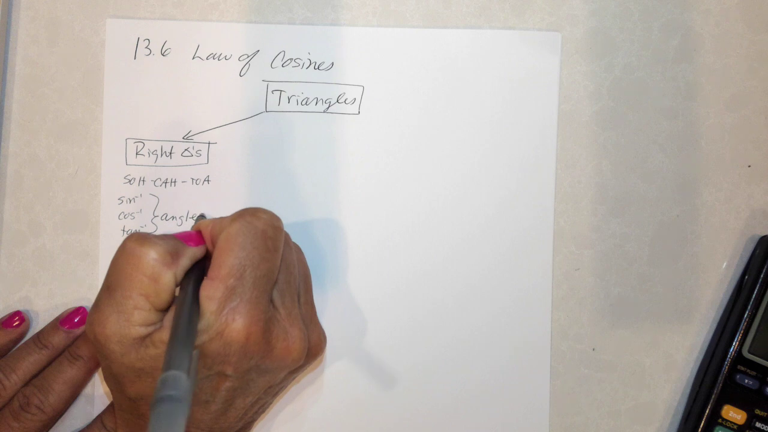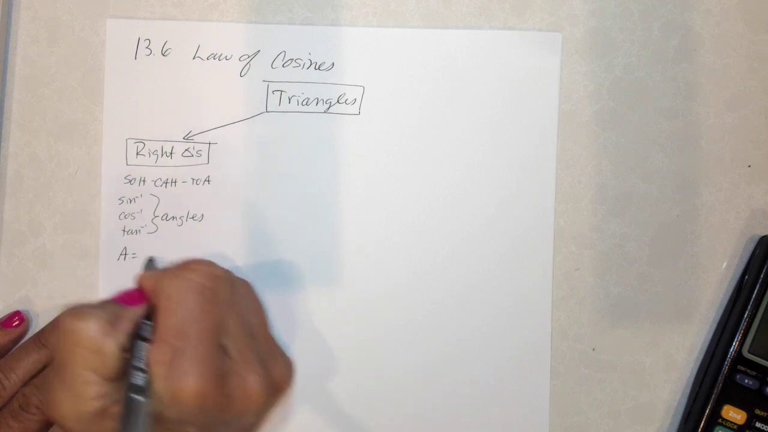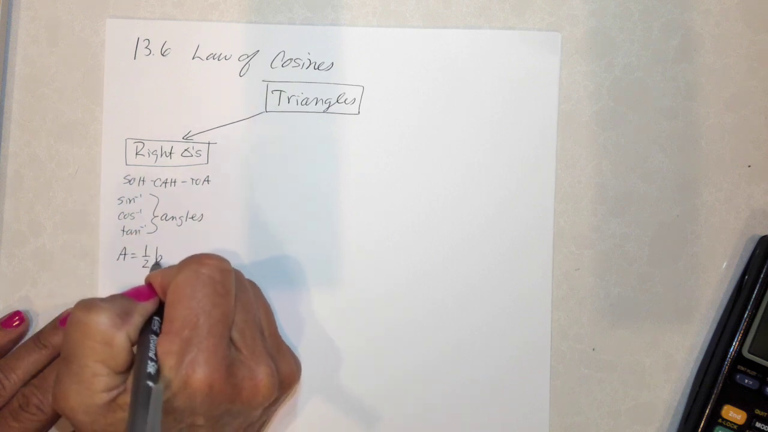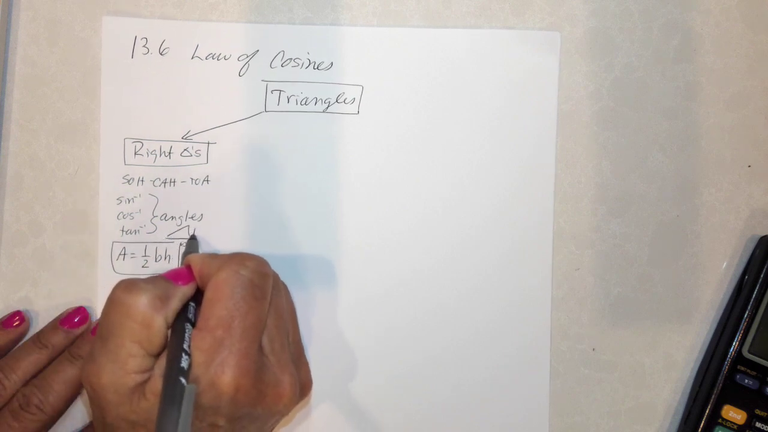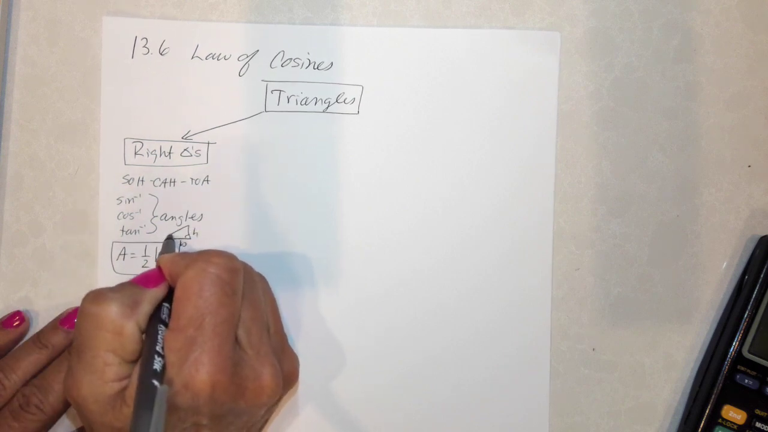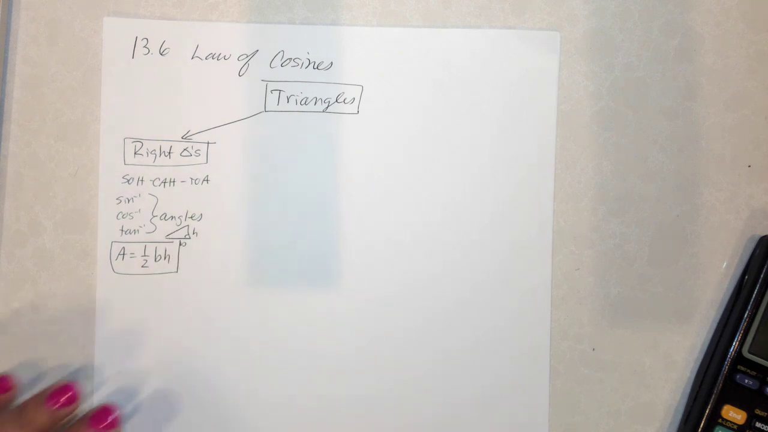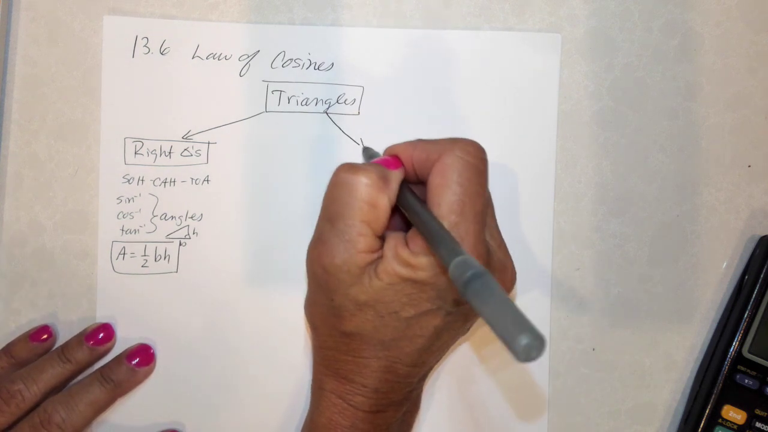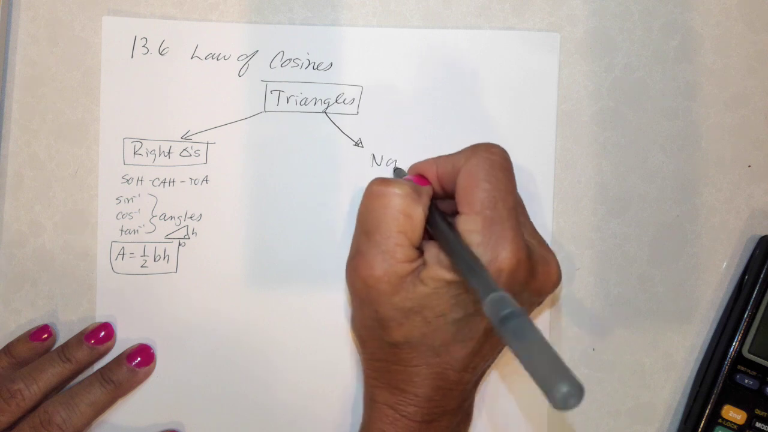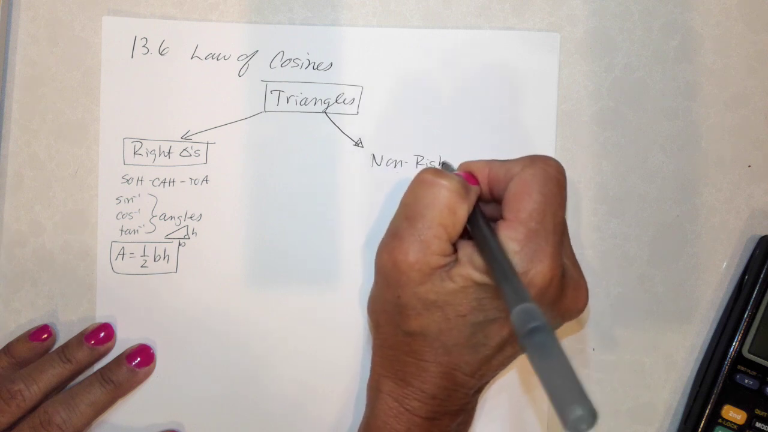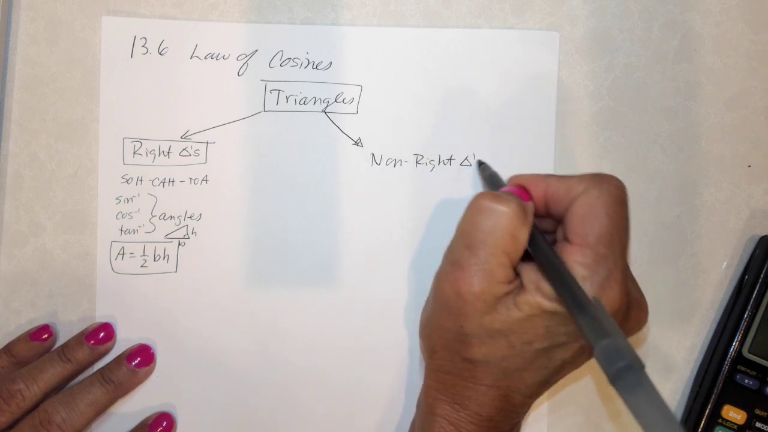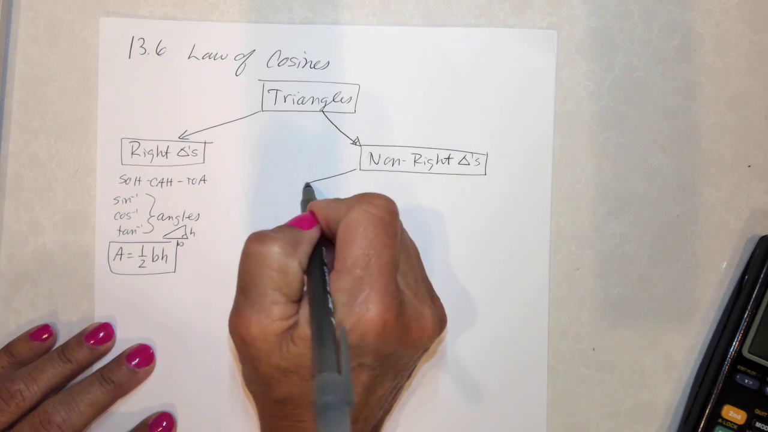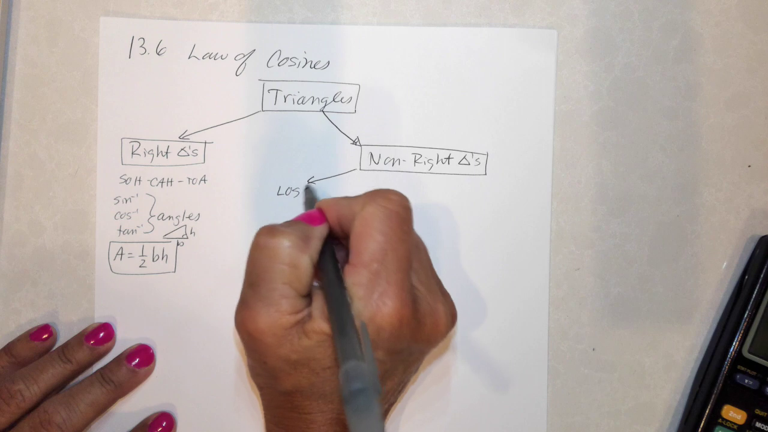And when we would do area, which we really didn't do much of, but if we did, we would do 1/2 base times height, because in a right triangle we have a base and a height that are perpendicular. So that's old news. Then last week we started talking about non-right triangles, meaning obviously they don't have a right angle in them. And in non-right triangles, one of our options was to do the law of sines.